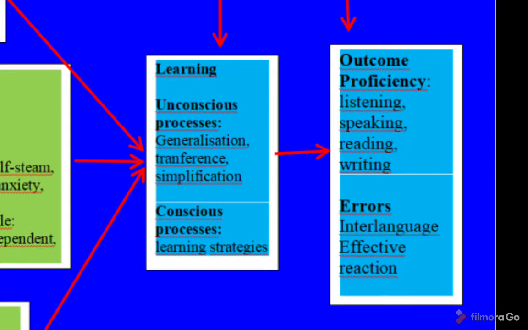The three variables will influence the language learning, and it consists of two types: unconscious and conscious process. This will give an outcome to the proficiency of the language. This includes the four skills: listening, speaking, reading, and writing. Here we have errors incorporating interlanguage, affective reaction toward the language, and errors during performance.